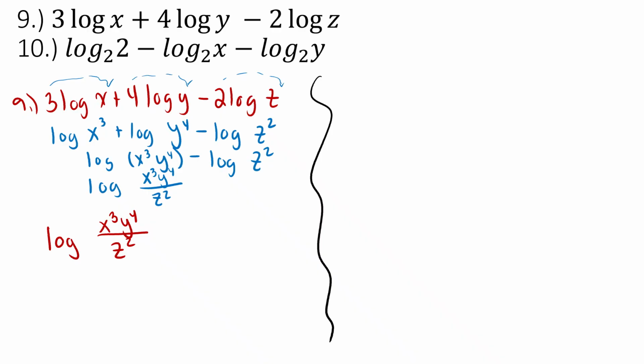And last, but certainly not least, is this log base 2 of 2 minus log base 2 of x minus log base 2 of y. Oh gosh. Okay, so there's a couple of ways we can do this. We've got the log base 2 of 2, which is equal to 1.